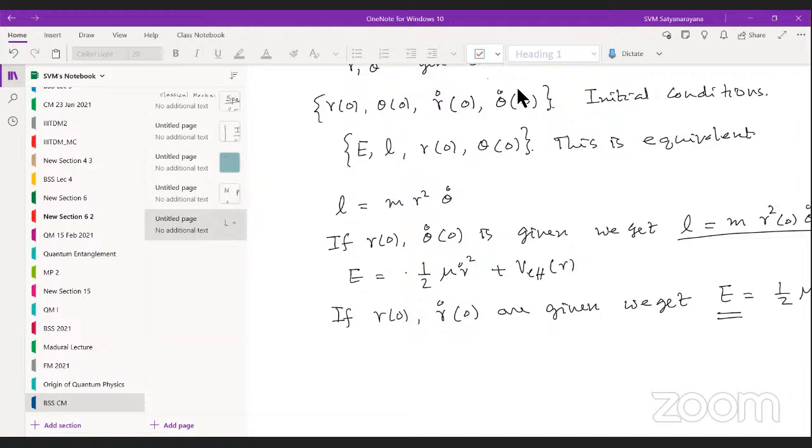Many-body problems are always solved by considering them as pairwise interactions always.